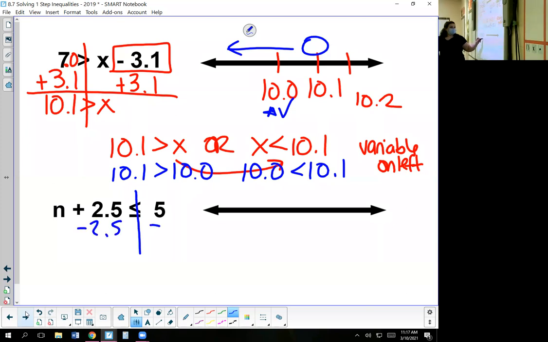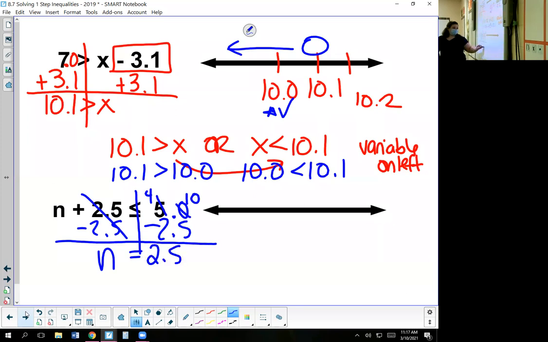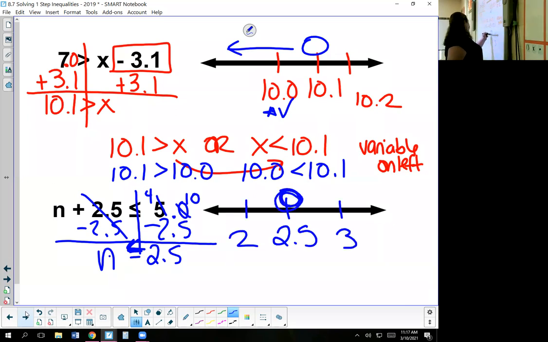Subtract 2.5, subtract 2.5, make sure you're borrowing correctly. You make this a 10, you make this a 4, and x is less than or equal to 2.5. So maybe this time I want to go by halves. I don't care. This would be a closed circle because it is equal to. And then 2 is less than or equal to 2.5. Yes, so you should be going that way.